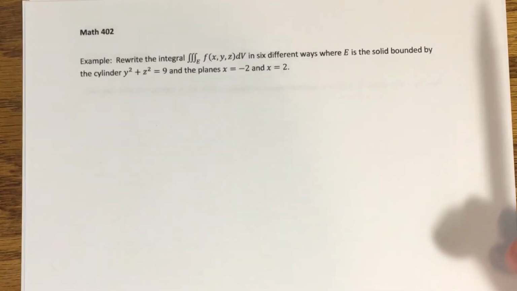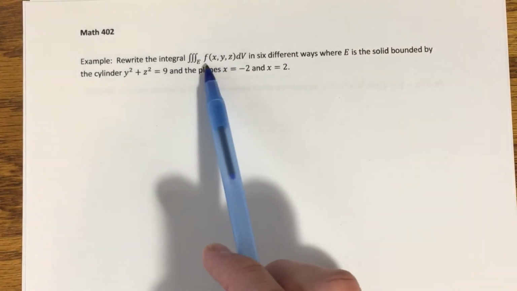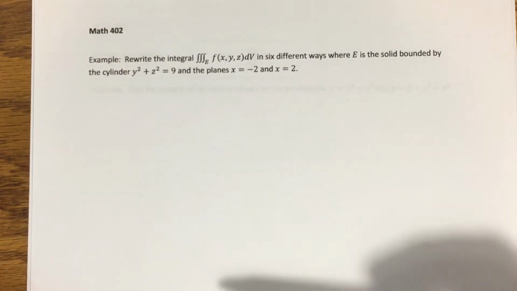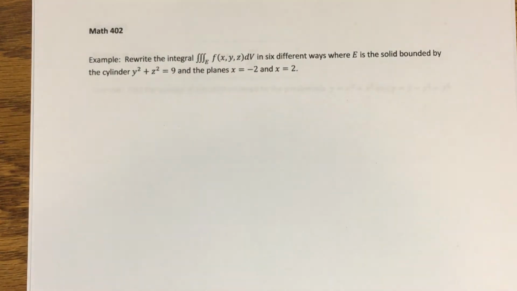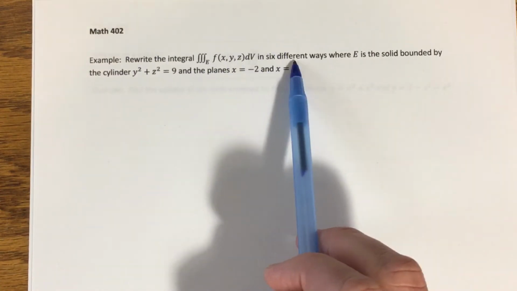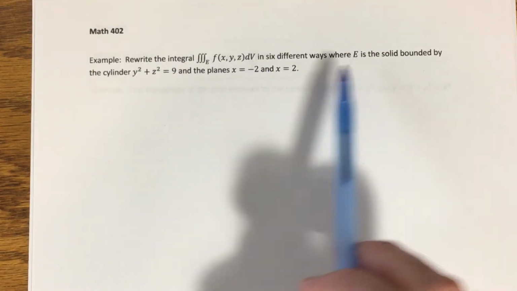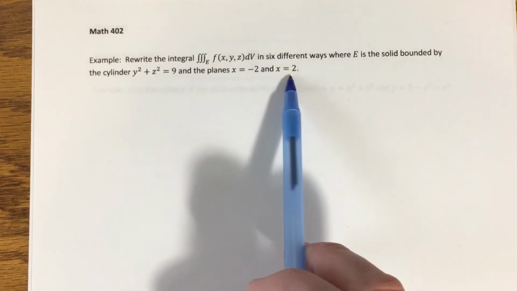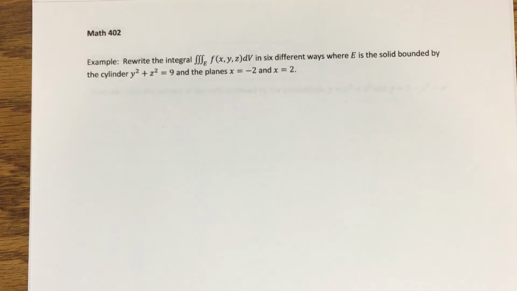So this time what I want to do is take an integral. Notice the integrand is not actually given to us explicitly. It's just written as f of x, y, z. And that's because we're not actually performing any of these integrals. We're just doing setups. We want to rewrite this integral in 6 different ways where E is the solid bounded by this cylinder in the planes x equals -2 and x equals +2.